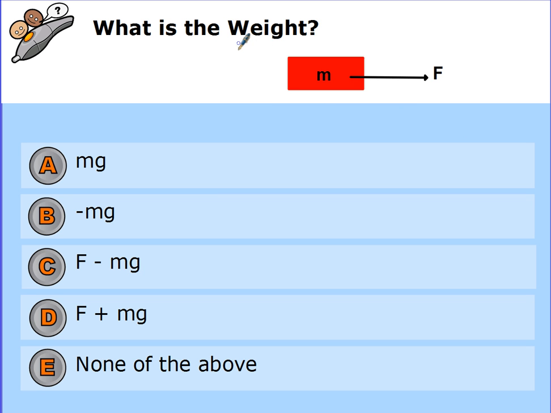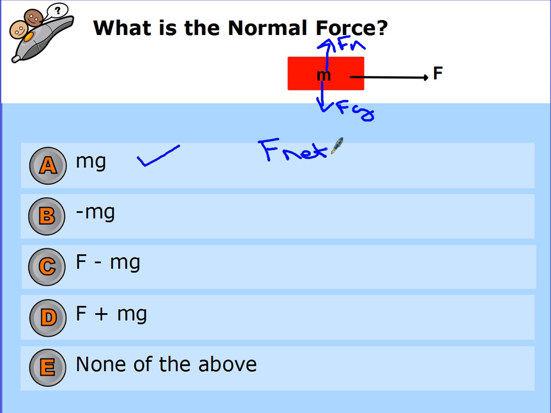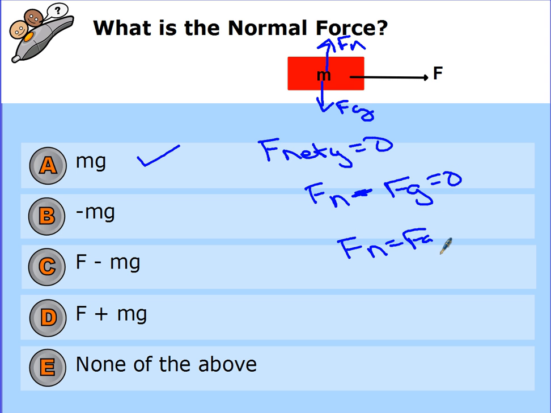What's the weight? Okay, weight is equal to Fg, and Fg is always equal to mg. What's the normal force? Okay, this is going to take a little bit of thinking. If I finish my free body diagram, the normal force must equal Fg, which is mg. Why? Because the net force in y is 0. And the forces I have going up are Fn. The forces I have going down are Fg, and this must equal 0. So the normal force must equal Fg, which is mg. So this one had quite a number of steps to get to the answer.